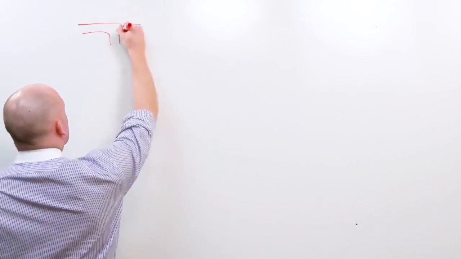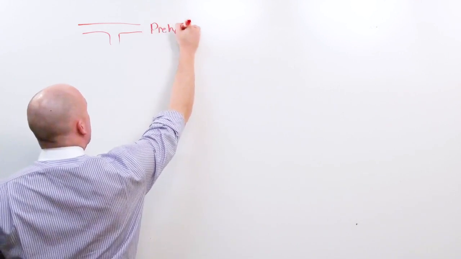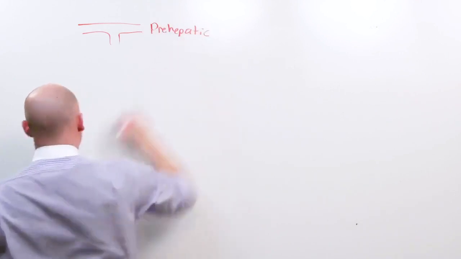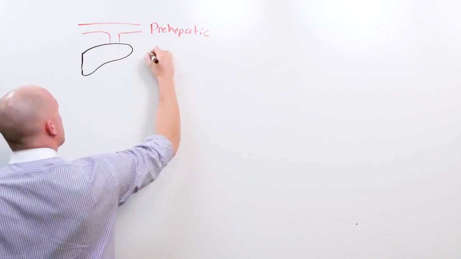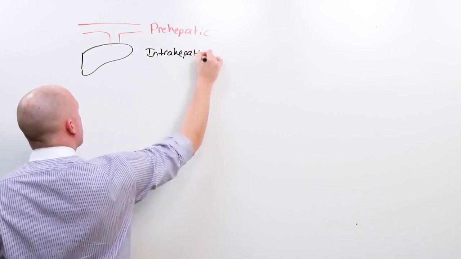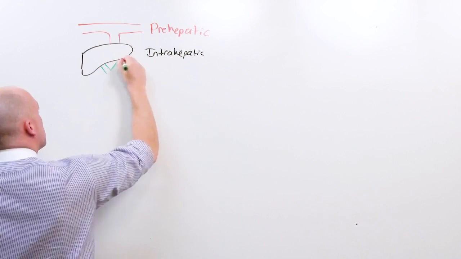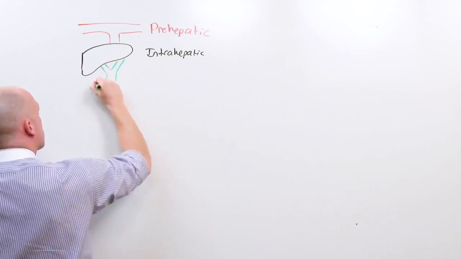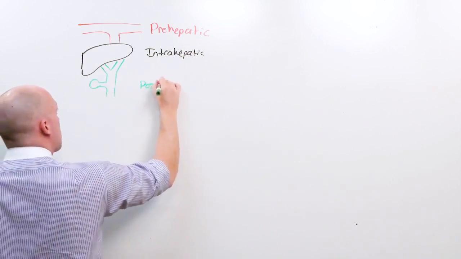There's the blood that brings the bilirubin to the liver. This is going to be prehepatic. The liver does the processing of bilirubin. This is intrahepatic. And then there's going to be the biliary tree, which takes bilirubin and delivers it to the duodenum to be eliminated in the stool. This is posthepatic.